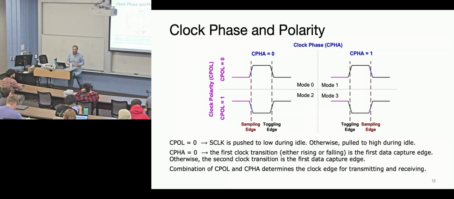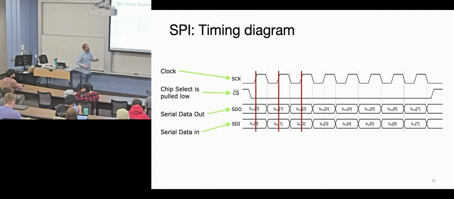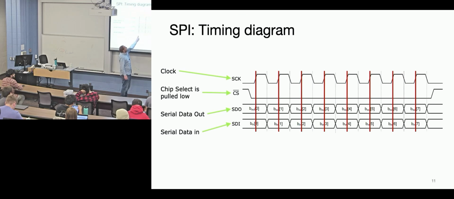Explain sampling versus toggling. Sure. Probably easiest to do that here. We could say setup phase as well. So here's where you're sampling data. You're clocking in data here. And then here's where you're toggling. You're toggling the state of the bus.